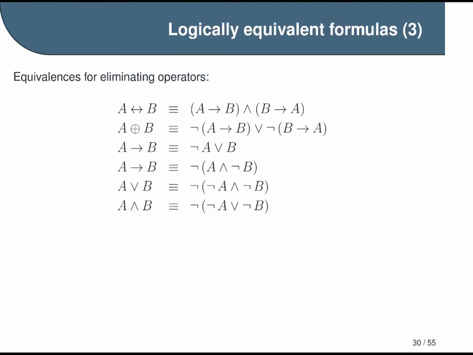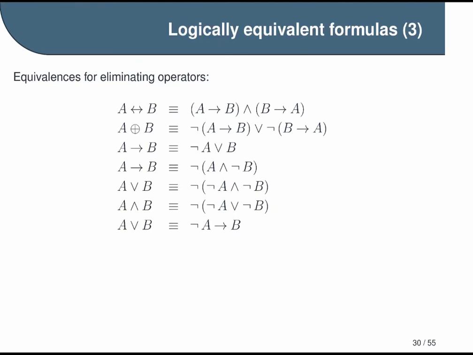The next two equivalences use exactly the same trick. They just double negate themselves and then use a De Morgan's law to distribute the negative through. And what these tell you is just that if you ever need to translate an OR into an AND or an AND into an OR, you can do this in this way.